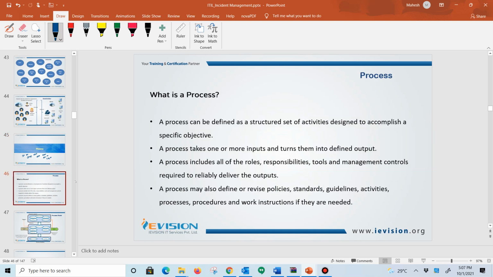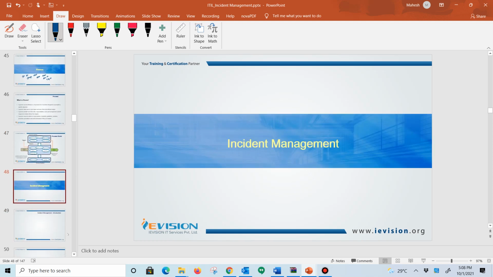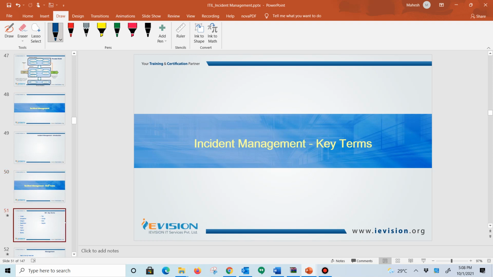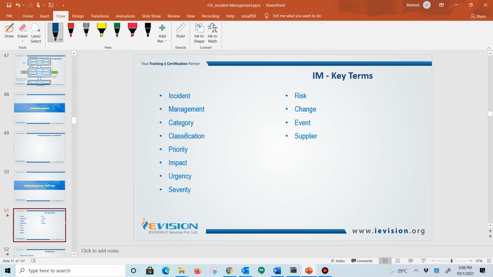A process is a structured set of activities combined together to deliver a specific result. When you say a structured set of activities, there will be certain activities in a process. For example, in the case of incident management, you have activities like identification, log, categorize, prioritize, diagnose, allocate, resolve, communicate to the user, update the knowledge base, and close. These are the activities, defined in a structured manner. We can have a look at the activities that I was explaining.